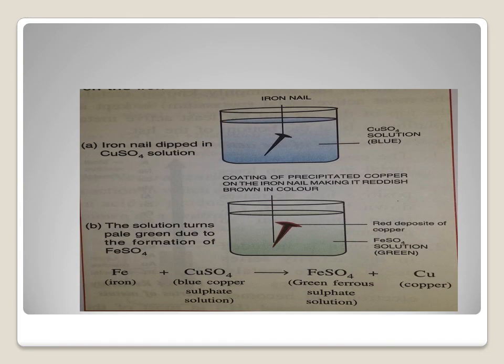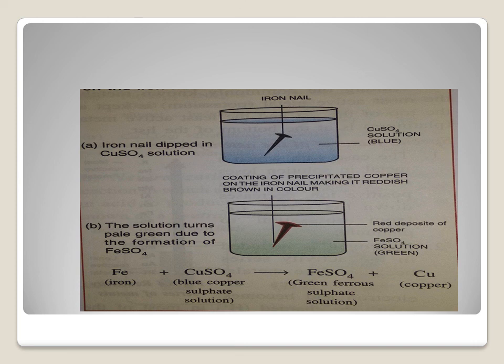Here is an activity to show that iron is more reactive than copper. An iron nail is placed in blue colored copper sulfate solution. After some time, a reddish brown coating is seen on the iron nail and the color of the solution changes gradually from blue to light green.